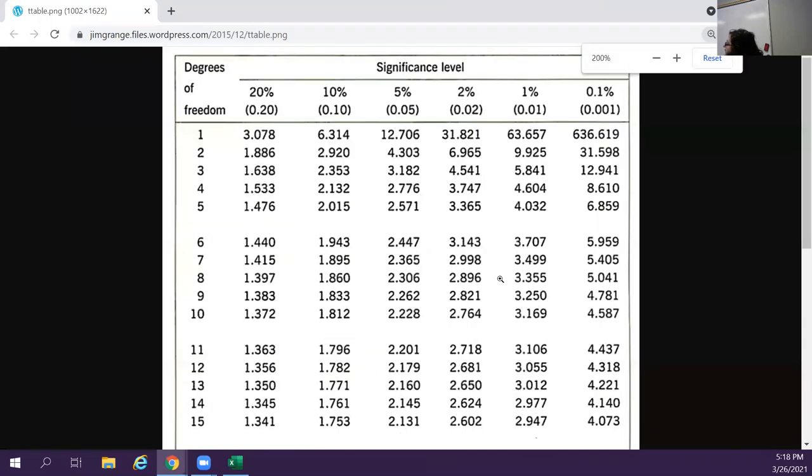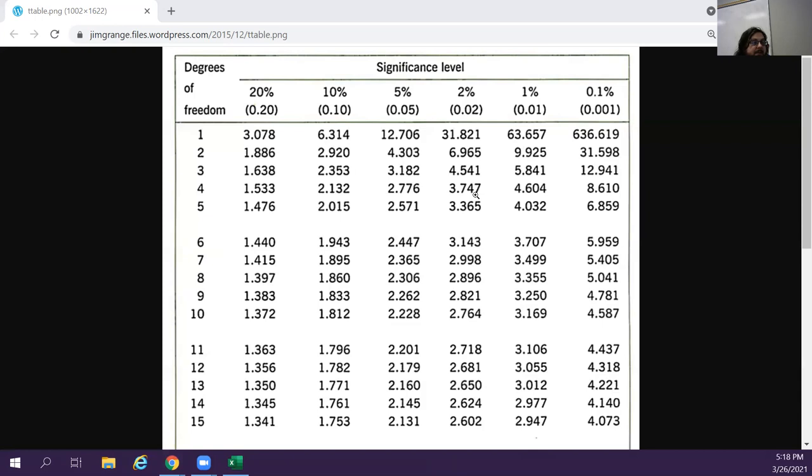So we need to know degrees of freedom, which is our number of people, which is 5 minus 1, so 4. And then we need to know the significance level. So the question itself asks for a significance of 0.02. So right there, 3.747, that should be our critical value.